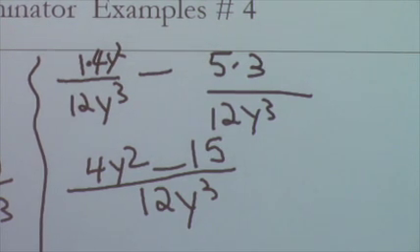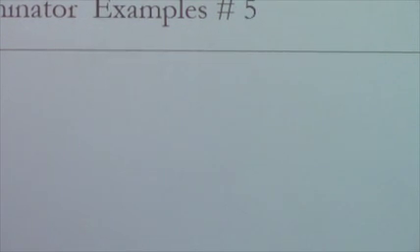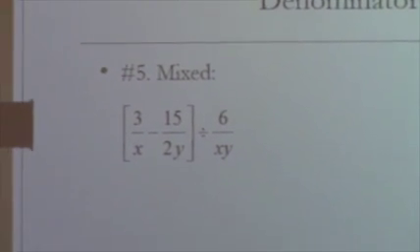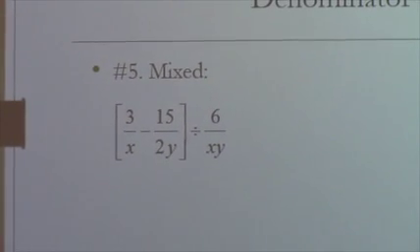We cannot factor out anything from here. So that's basically going to be our answer, right? Let's try another one. Now, for this problem, we have both subtraction and division. So let's do first things first.